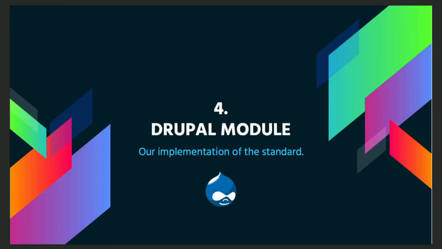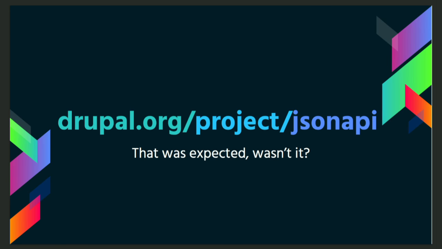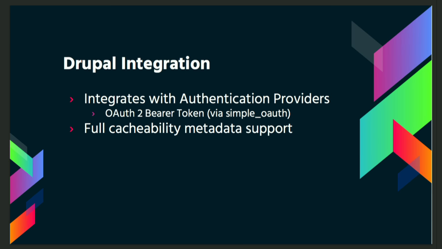Okay, let's talk about the Drupal implementation. This is the URL of the Drupal project. Apart from the obvious parts, like the entity system and the routing system to create the URLs, we integrated with the authentication provider subsystem, which means that any authentication provider that is in your site, and there are modules that provide authentication providers, is going to be available for any route created by the JSON API module. That means that you can authenticate your requests using basic auth, cookie, and any other thing that you may add.